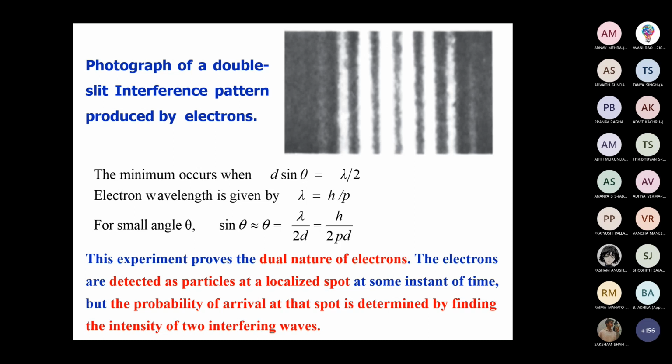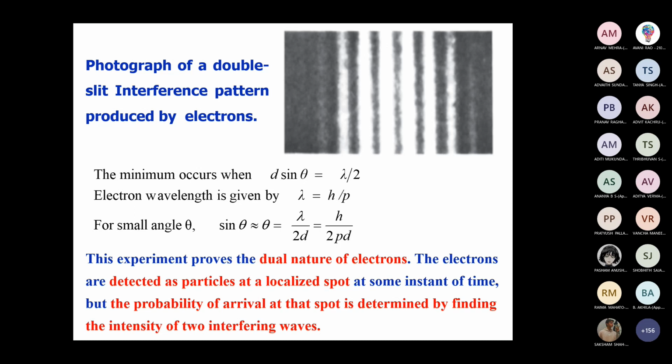This experiment proves the dual nature of electrons, that is, electrons are detected as particles at localized spots. They are detected as particles at a localized spot at some instant of time, but the probability that they arrive at the spot is given by the intensity of interfering waves. That is, the probability of arriving is a wave, and they are detected as a particle at the localized spot. So this experiment proves the dual nature of the electrons. Electrons are particles which exhibit wave nature.